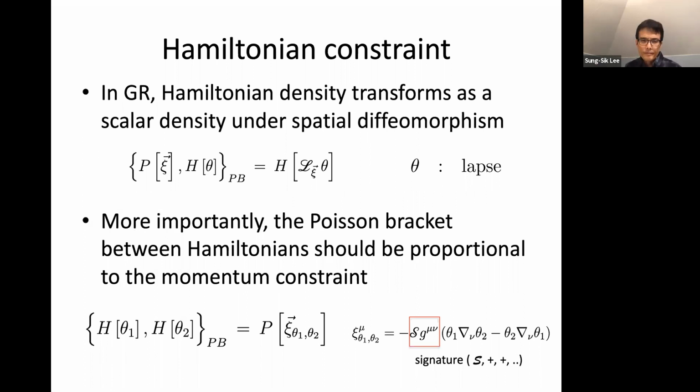Now, we also need to construct the Hamiltonian constraint. So in general relativity, starting from some Cauchy surface, we can time evolve in a space-dependent way by choosing some x-dependent lapse function, right? So the Hamiltonian comes with a lapse function theta, and this lapse function transforms as a scalar under spatial diffeomorphism. So mathematically speaking, the Poisson bracket between the momentum, which generates the spatial diffeomorphism, and the Hamiltonian is given by the Hamiltonian with a lapse function obtained by dragging your original lapse function along the shift vector. Okay. And this is also purely kinematic.